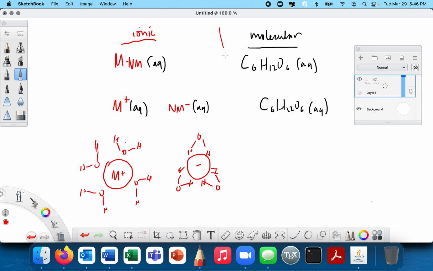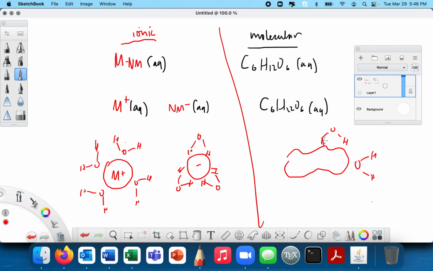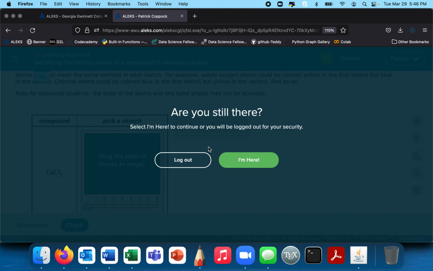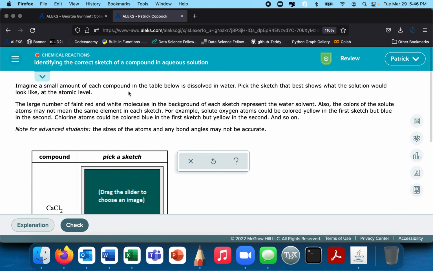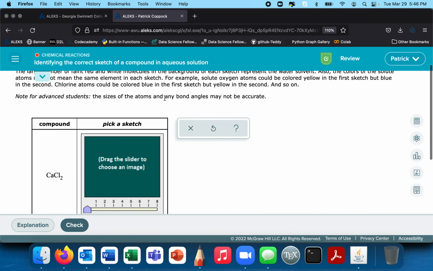And if it's glucose or some sort of molecular compound, it's just going to be a big globular compound with water molecules all around it, okay? So having that in mind, those are horrible water molecules, but let's go back over to the question now and look at it. All right, so imagine a small amount of each compound in the table below is dissolved in water. Pick the sketch that best describes the solution, what it looked like at an atomic level.